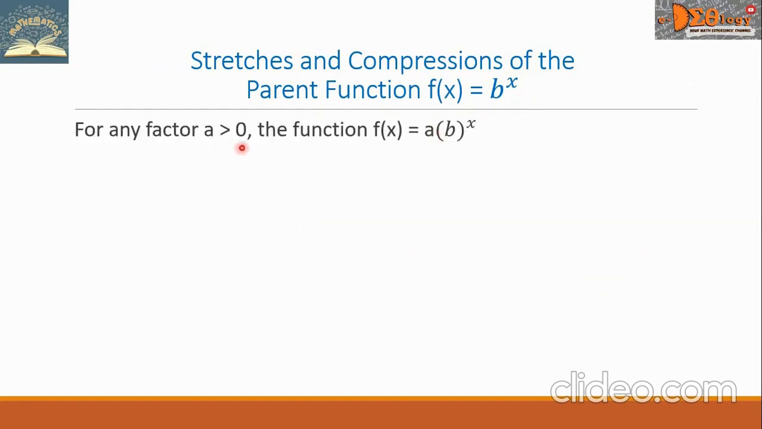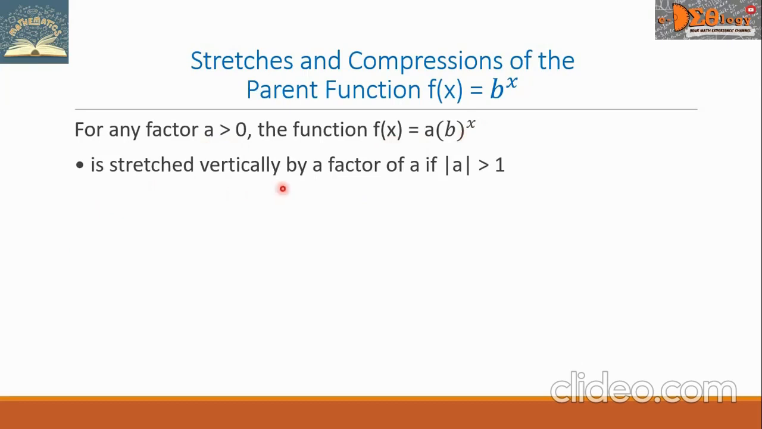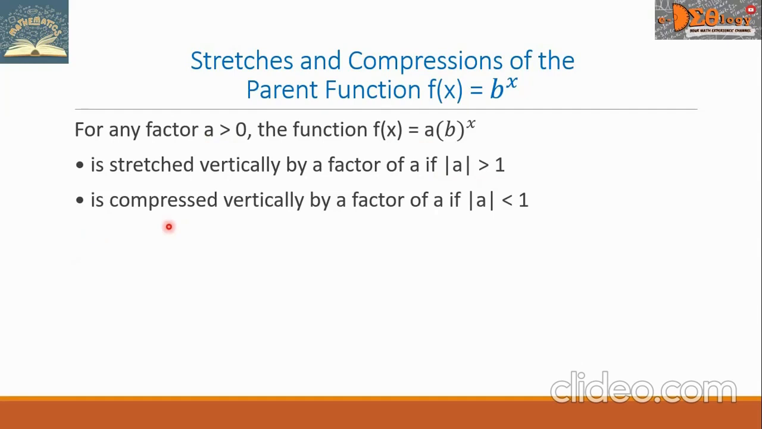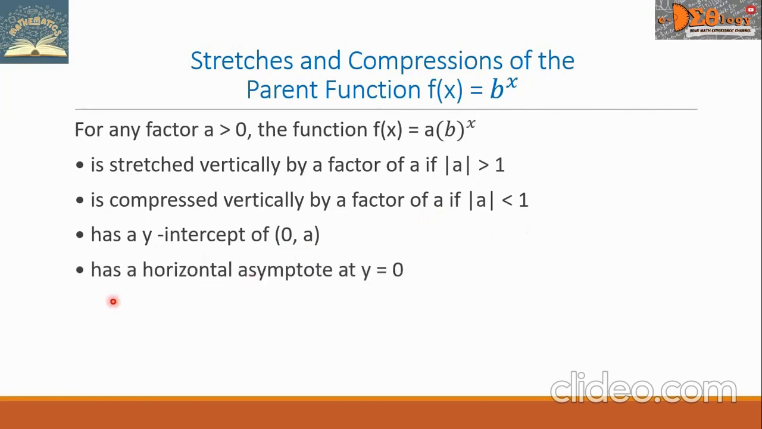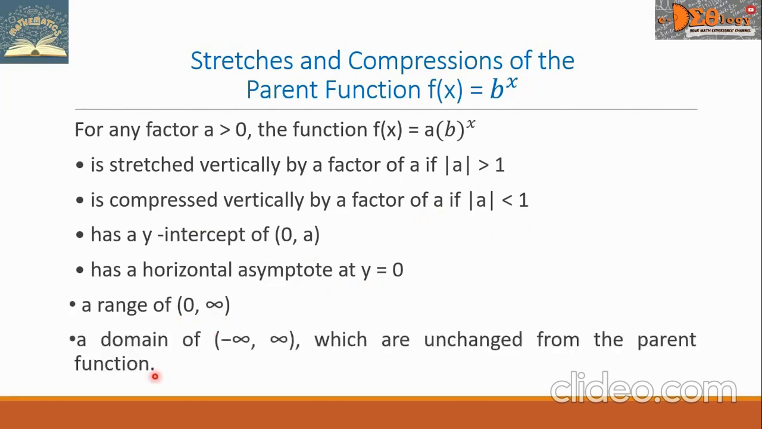For any factor a greater than 0, so here, a is positive. The function f of x equals a times b raised to x is stretched vertically by a factor of a if the absolute value of a is greater than 1. Is compressed vertically by a factor of a if the absolute value of a is less than 1. Has a y-intercept of 0, a. Has a horizontal asymptote at y equals 0. A range of from 0 to positive infinity. A domain of from negative infinity to positive infinity, which are unchanged from the parent function.